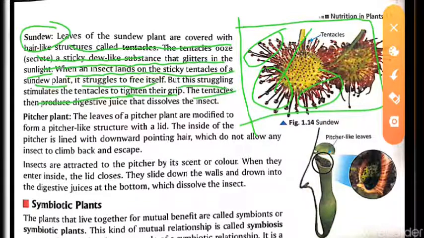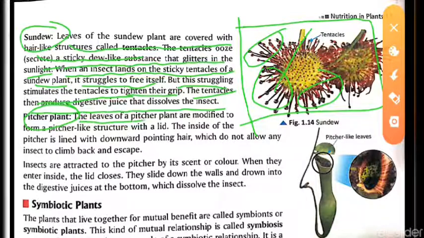The tentacles then produce digestive juices that dissolve the insects. After that they produce strong digestive juices so that they can dissolve and kill that insect. Now, pitcher plant, we all know about the pitcher plant. I think from standard 3 or 4 you have all been hearing the name, the insect eater plant. So let's see what is written in your book.